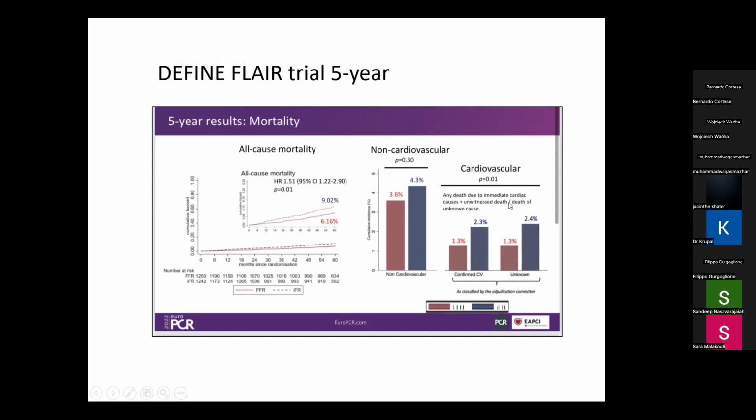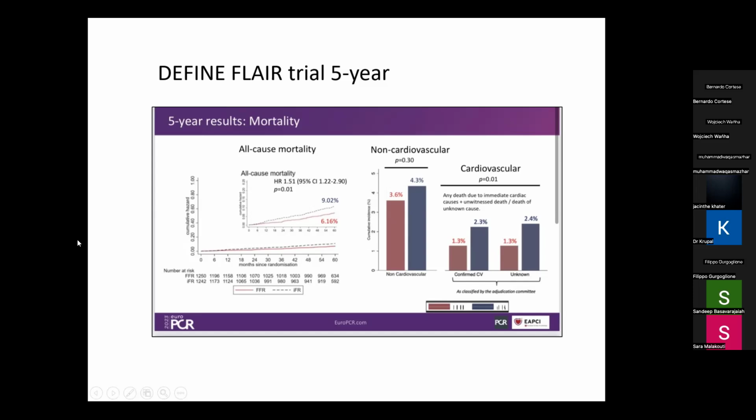The major reason was cardiovascular death. It was not very clear why. Some authors say it's because of COVID, and some say it's because of the design of the trial. They had a rule that if the death is because of any unknown cause, then it is considered a cardiovascular cause. So it was not very clear.